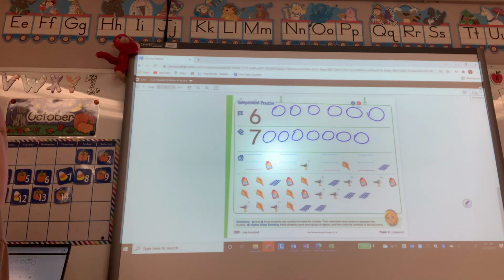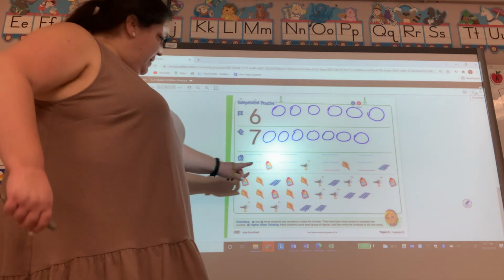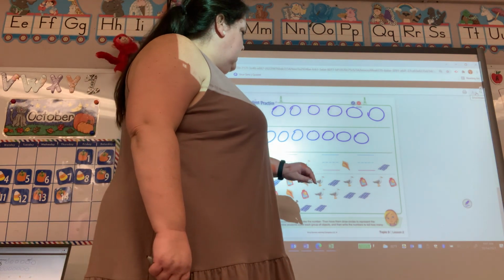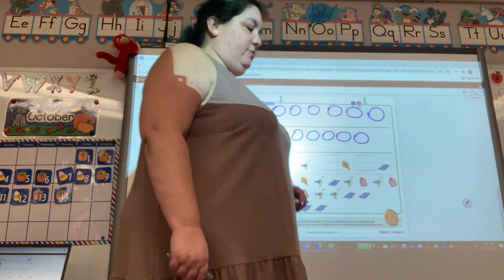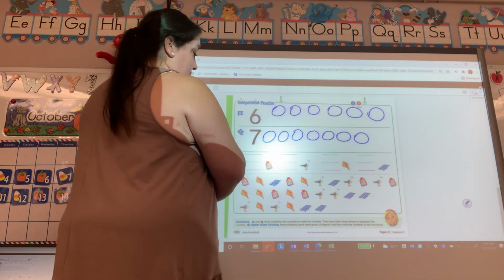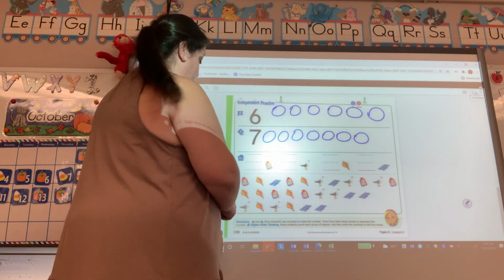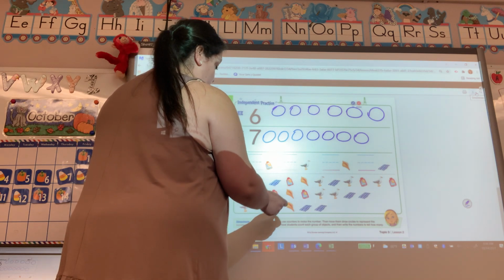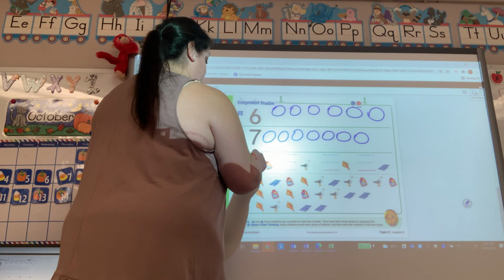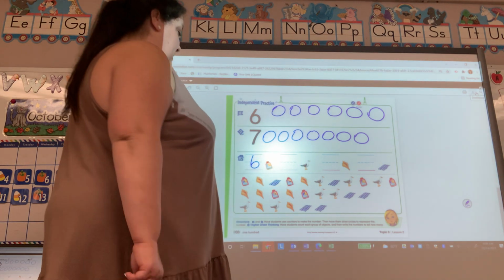Now number 10, you are going to count each group of objects. So it wants you to count how many, I guess it's suntan bottles, how many seagulls, how many shells, and how many towels. So let's count the bottles. If it helps you, you can put a little mark on them, okay? 1, 2, 3, 4, 5, 6. We have 6 suntan lotion bottles.